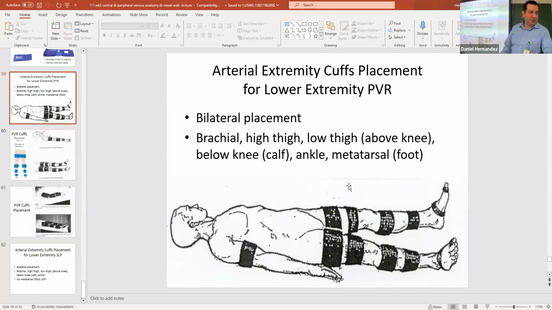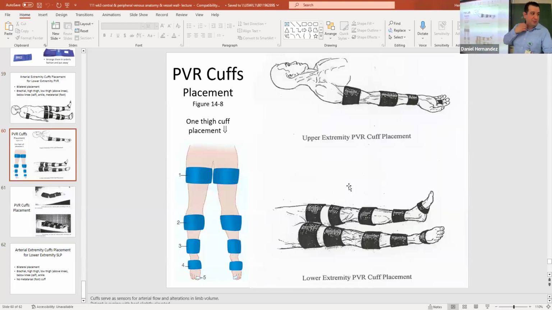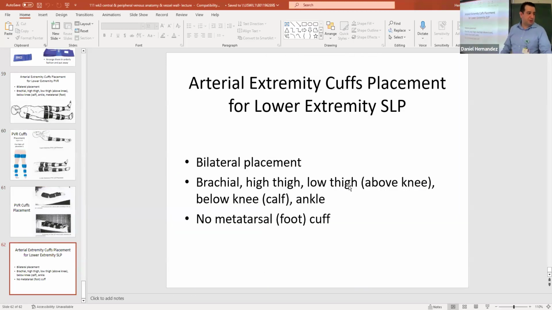So first part, pulse volume recording, we need the metatarsal cuff. When we get to the actual segmental limb pressures, we can remove that metatarsal cuff.